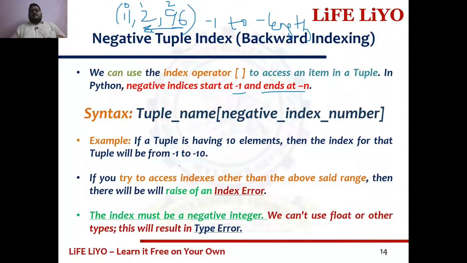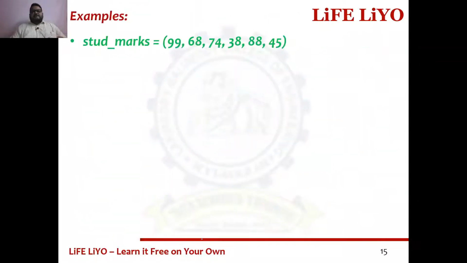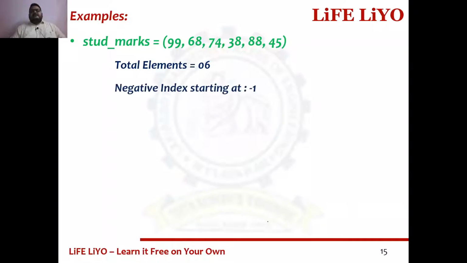So whatever the number of elements we have, that many indexes will be acceptable. Otherwise it will give an index error. The number should be a negative number when accessing a tuple from the back. Otherwise it will give you a type error if you pass a float or other types. So total 6 elements. The negative index starts at -1 and ends at -6.